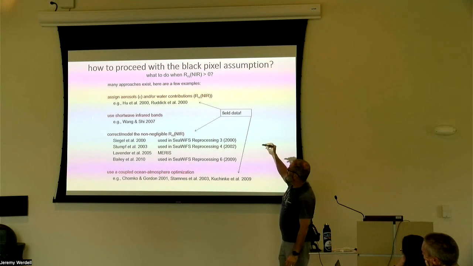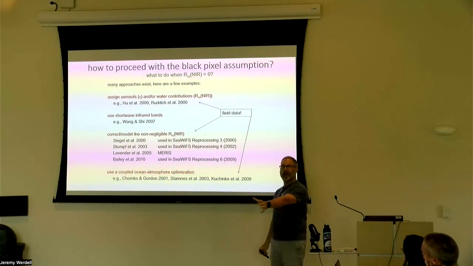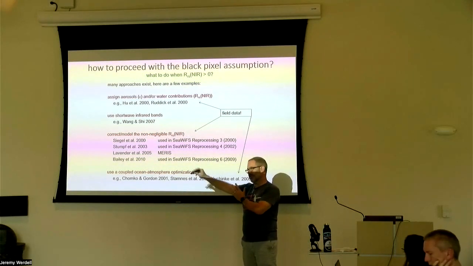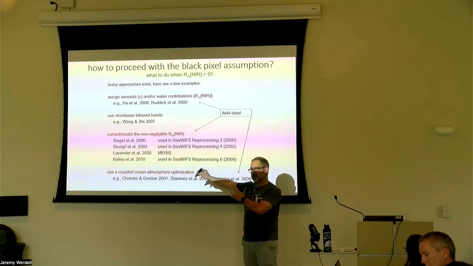If you're using an instrument that has them, you can say these red bands are inadequate, but if I go into shortwave infrared, it's got to be black there because they're longer bands. So use them instead. What might be a problem with that?